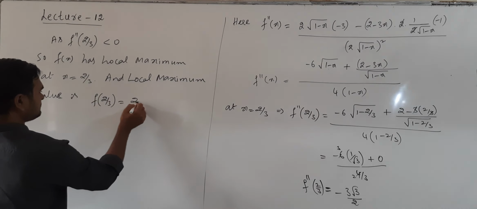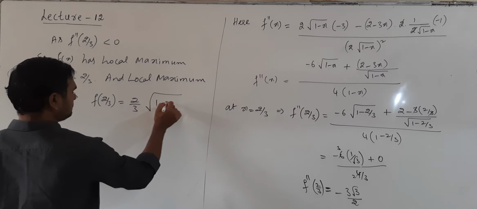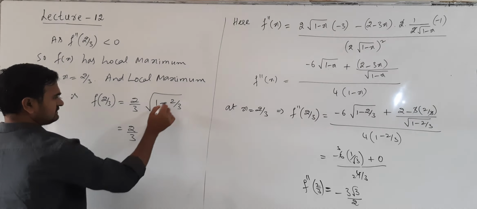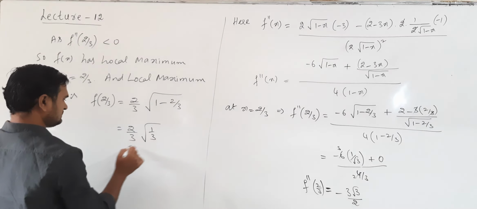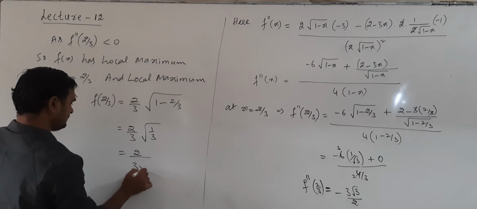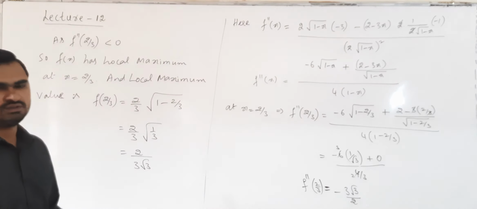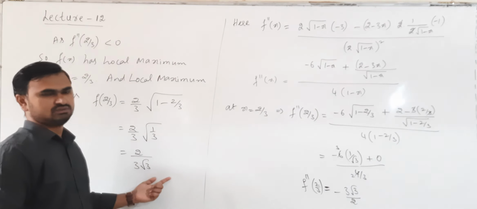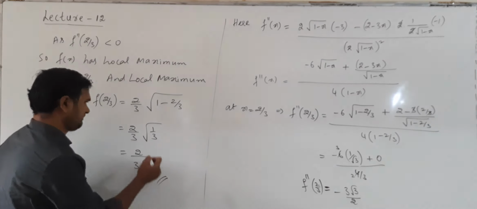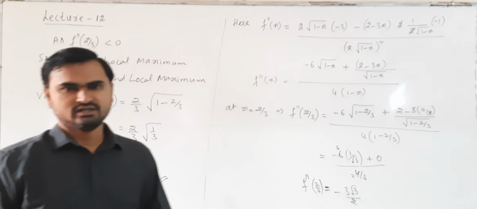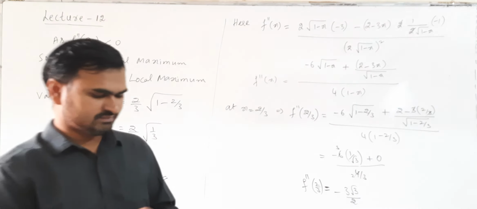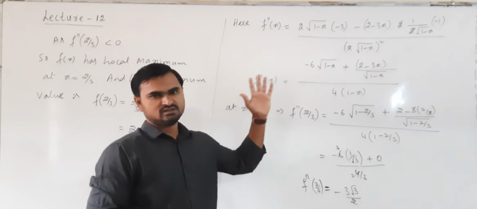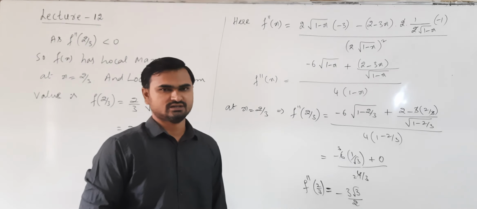So it is f of 2 by 3, 2 by 3 into root of 1 minus 2 by 3. So it is 2 by 3 square root of 1 by 3. So the local maximum value of this function is 2 by 3 root 3. Okay. So this is the method of solving. Any complex function is given, the method remains the same. If the function is complex, only the derivative may be complex, but the method of solving is the same here. Okay.